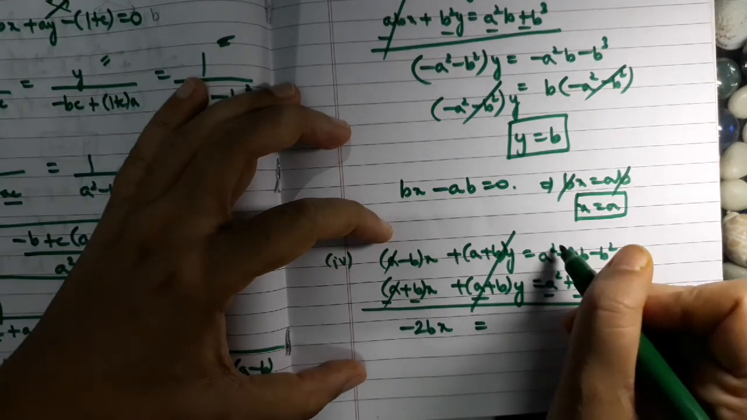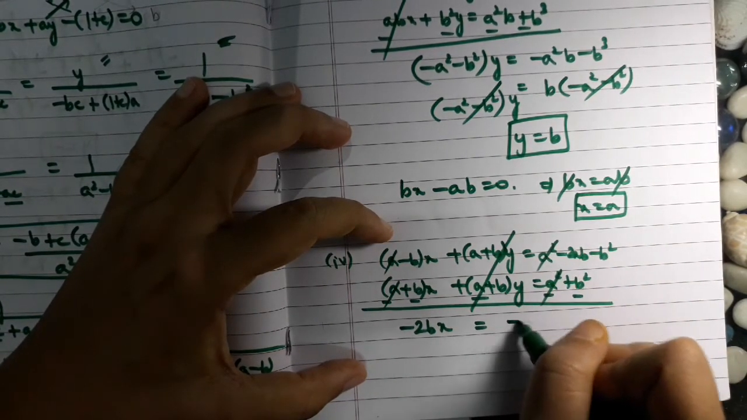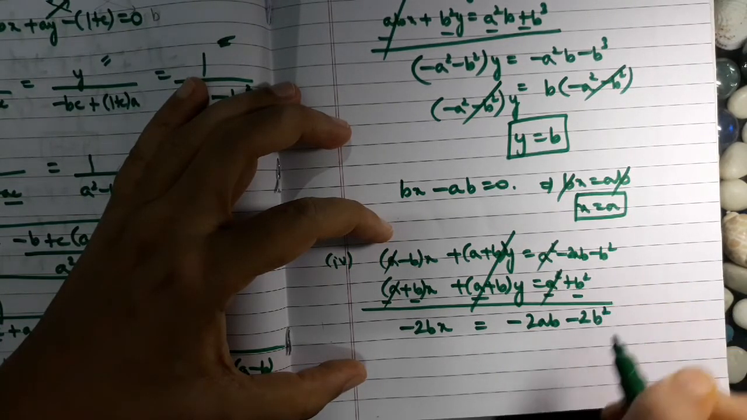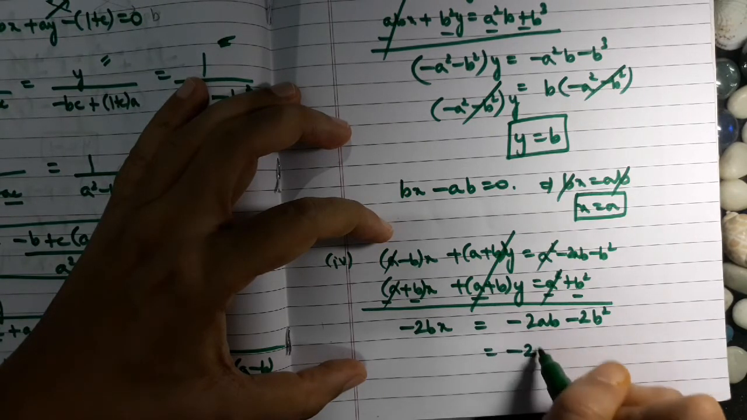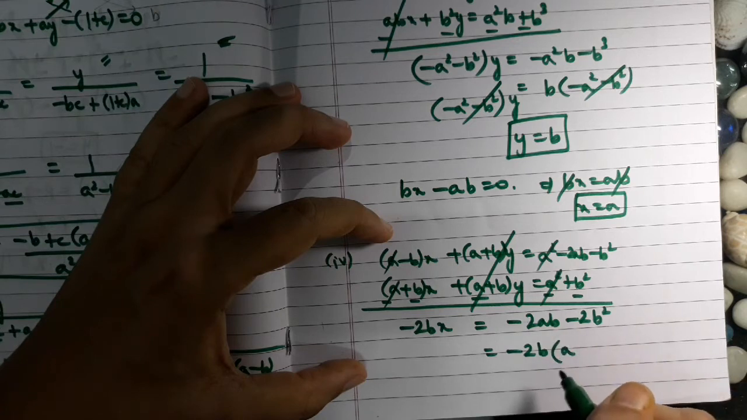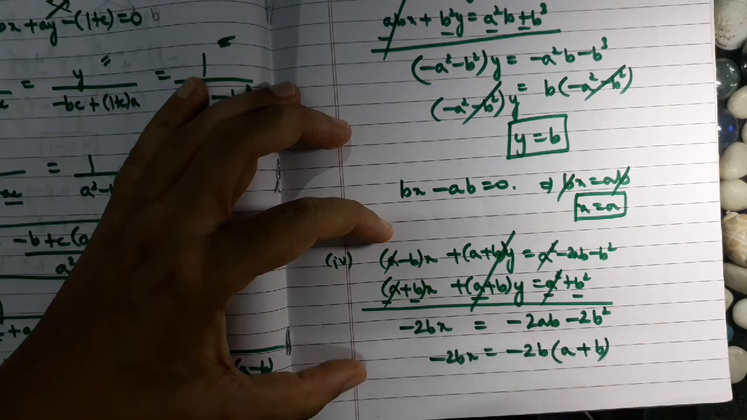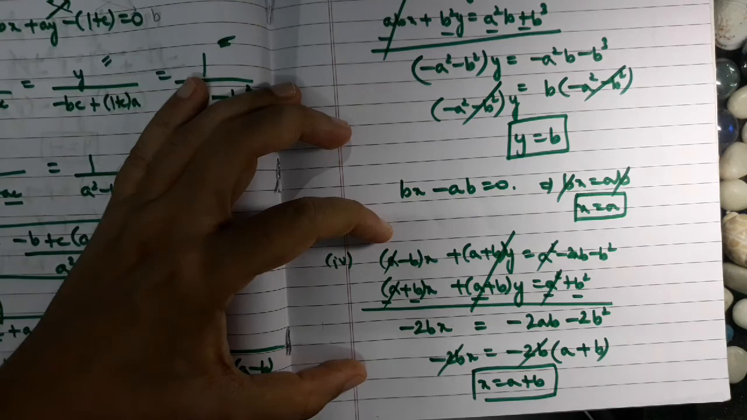Is equal to, over here a square and minus a square gets cancelled, and we obtain minus 2ab minus b square would be minus 2b square. So from the right hand side we can take out minus 2b common. So we are left with a plus b. So minus 2bx is equal to minus 2b into a plus b. Minus 2b and minus 2b gets cancelled. So the value of x obtained is a plus b.